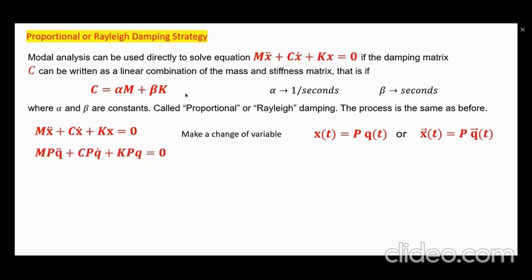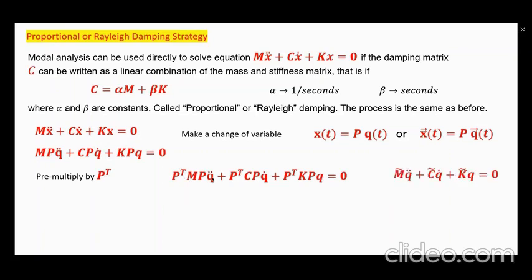So what we did, we took the X, plugged it into the mother of all equations right there, so it becomes M P q double dot, C P q dot, K P q, and pre-multiplied both sides by P transpose. We know this is going to be diagonal, and we call it M tilde. We know this is diagonal too, and we call it K tilde. And because of the way it is, when you multiply C on the right by P and on the left by P transpose, that C tilde also becomes diagonal.